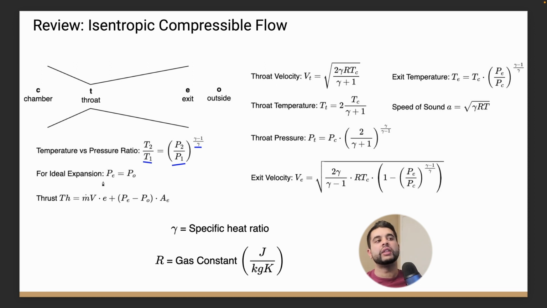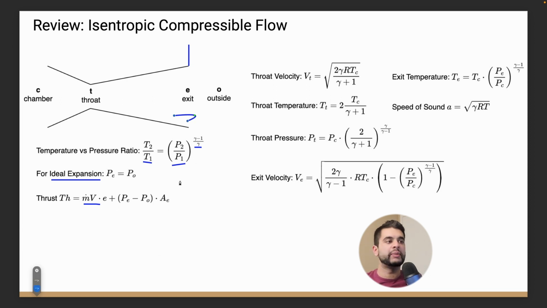Then you can move on to ideal expansion, where if the pressure at the exit is equal to the pressure outside, then you'll have ideal expansion. Remember that if it is lower, then it'll be under expanded, and if it is higher, it'll be over expanded. The force from the engine will be mass flow rate times velocity at the exit, which is over here, plus the difference in pressure times the area here. So Ae is this exit area there.